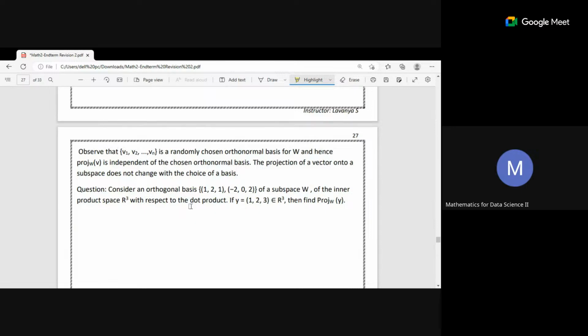Okay. Now consider an orthogonal basis (1, 2, 1), (-2, 0, 2) of a subspace W of the inner product space R3 with respect to the dot product. If Y is equal to (1, 2, 3) in R3, then find the projection of Y onto W. Can you tell me the steps to find this projection? What is the first step? We need to find an orthonormal basis for the subspace. How do you find the orthonormal basis here? By the Gram-Schmidt process.